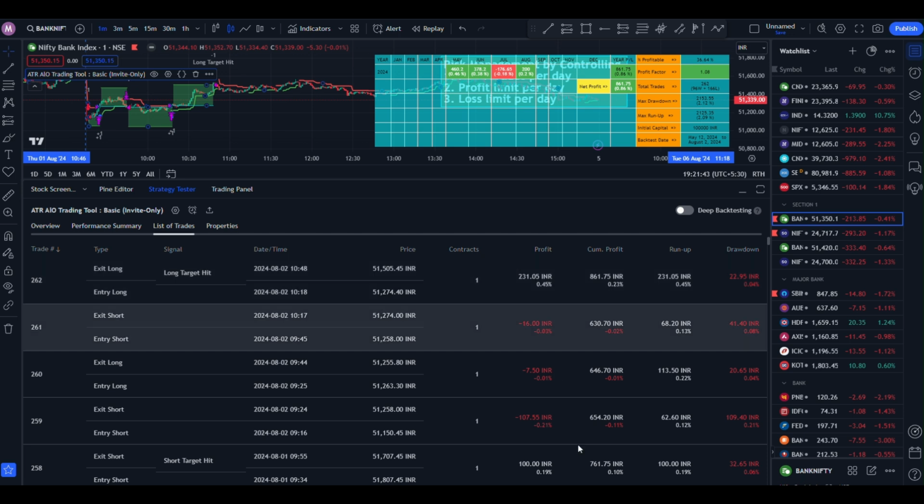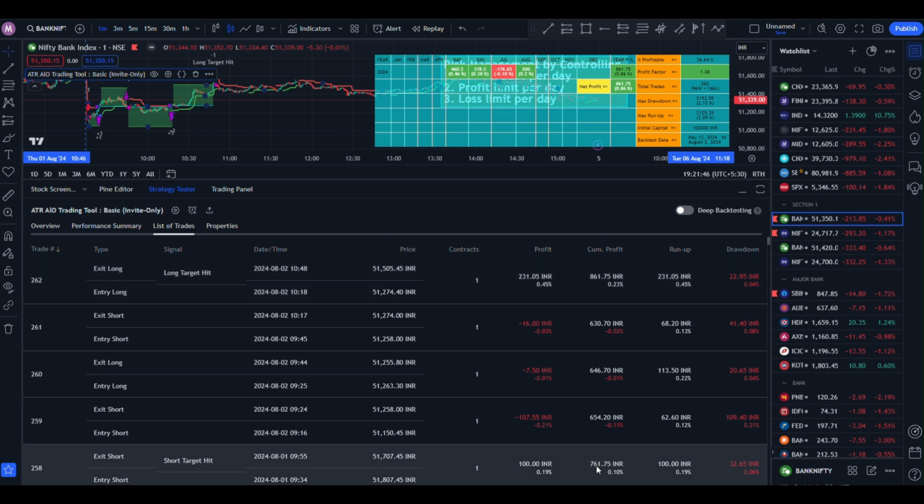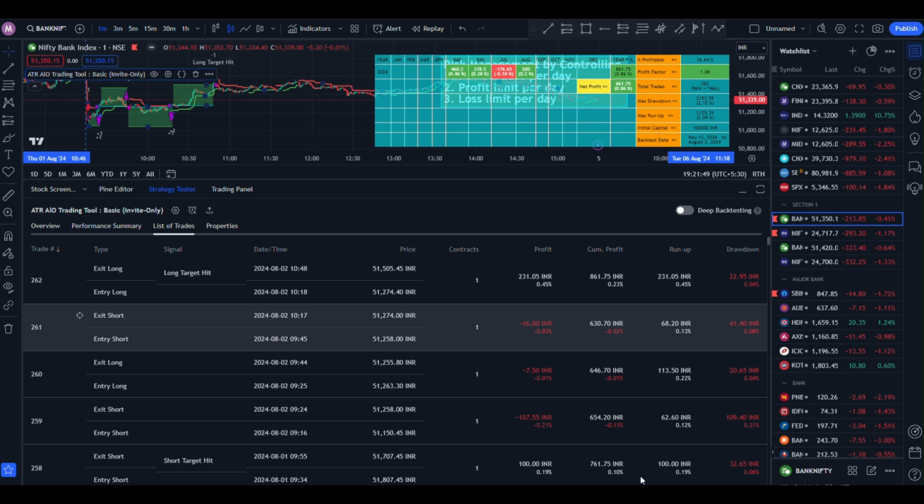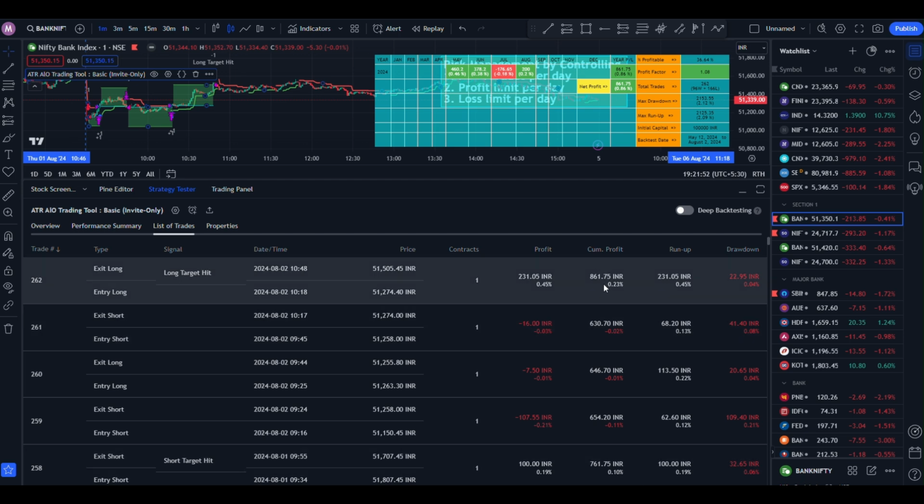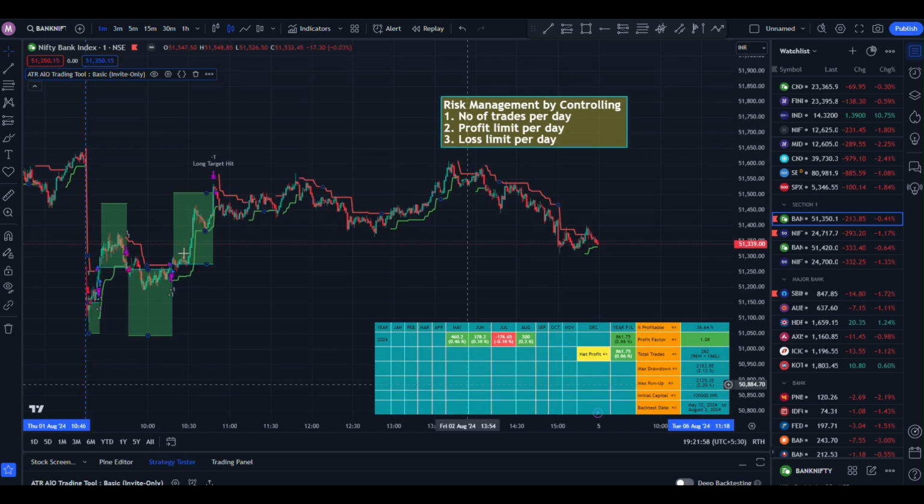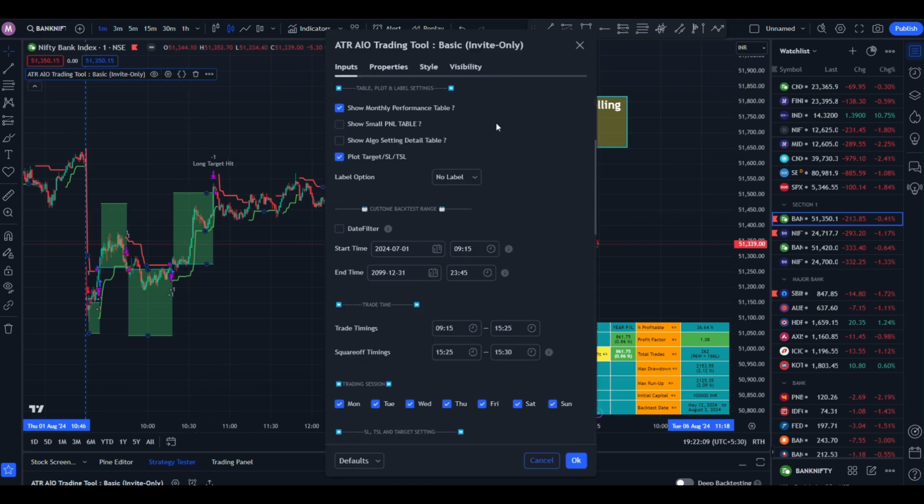Only 100 points remaining. When the day started, your cumulative profit was 761 on the last day, and you gained 100 points, it's 861. So totally 100 points. After 100 points your trade will stop. So this is your risk management. I do not want more than 100 points. And that way you can also control your loss per day.